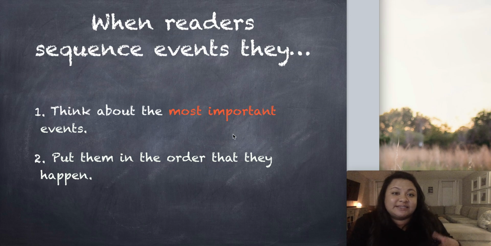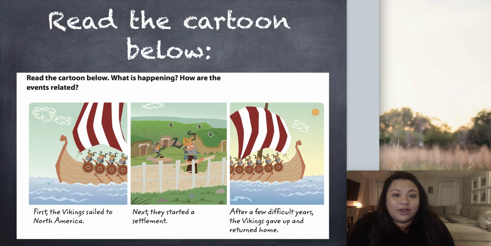Those other little details like the color of the shirt or the way people felt might not be the most important events. It just really depends. Here's an example from one of our iReady lessons. It says, read the cartoon below. What is happening? How are the events related? And in the picture, you have three cartoons. Under the first cartoon, it says, first the Vikings sailed to North America. Next, they started a settlement. And the third one, after a few difficult years, the Vikings gave up and returned home. So what's happening? And how are the events related?